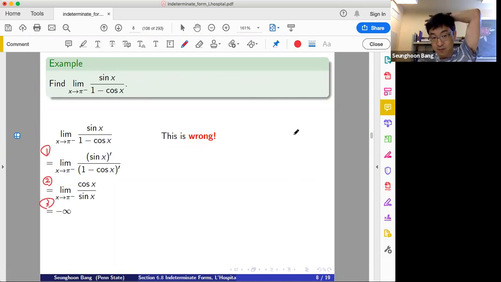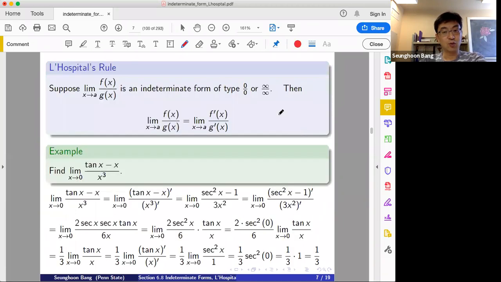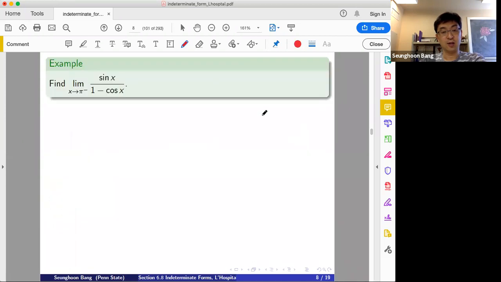Second step? No, it's right. The second step is right. The remaining parts are step 1 and step 3. Is step 1 wrong? Yes, step 1 is wrong. So when do you use L'Hopital's rule? Just when it is 0 over 0 or infinity over infinity.